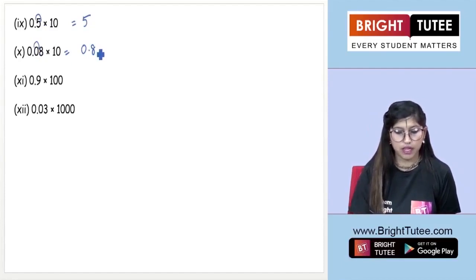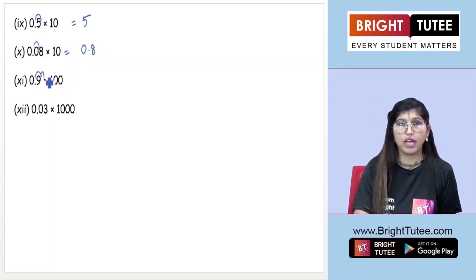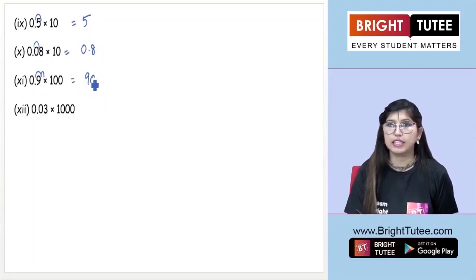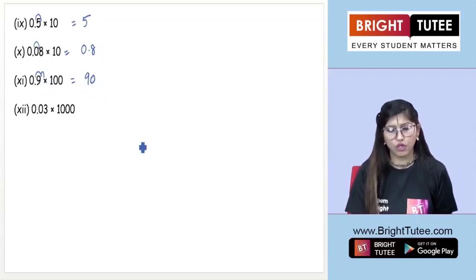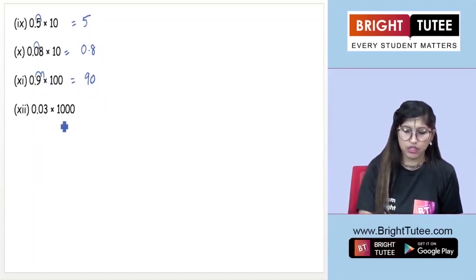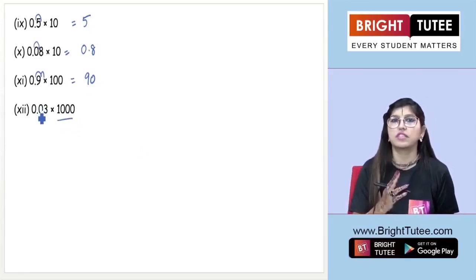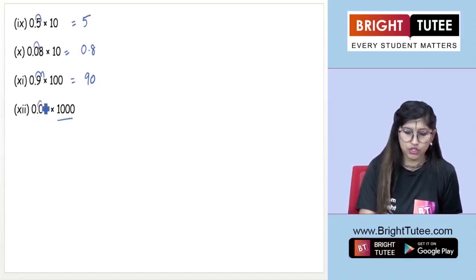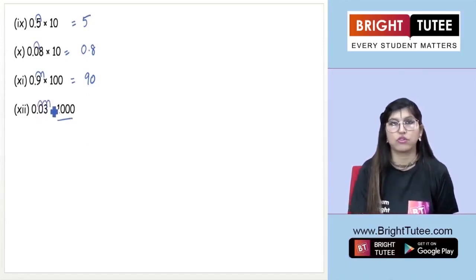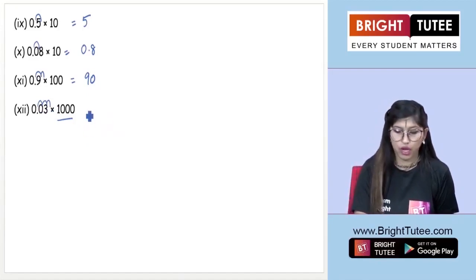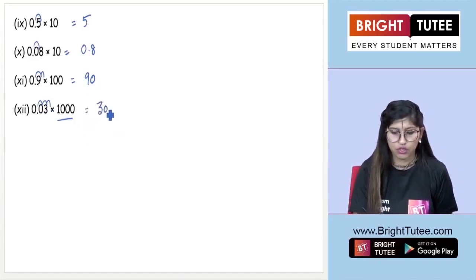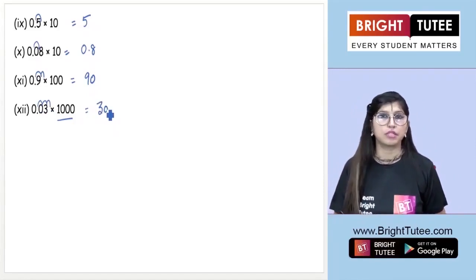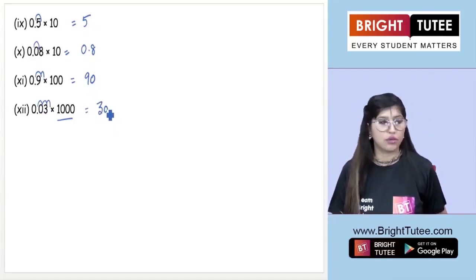Now the next part says 0.9 times 100. Moving two places to the right as we are multiplying by 100. What do we get? We'll be getting 90, isn't it? Moving on to the last part of this question. We need to multiply it by 1000 and we have two digits after the decimal point. So shifting it 1, 2, 3 places to the right, we have 3 zeros. So we are getting 30 as the final answer if we multiply 0.3 by 1000.